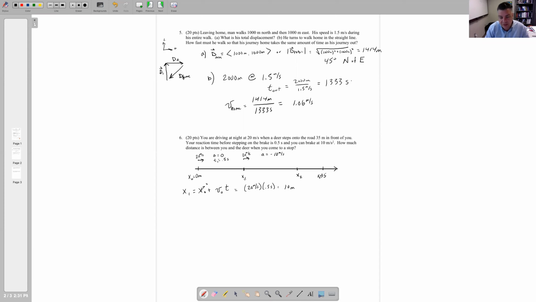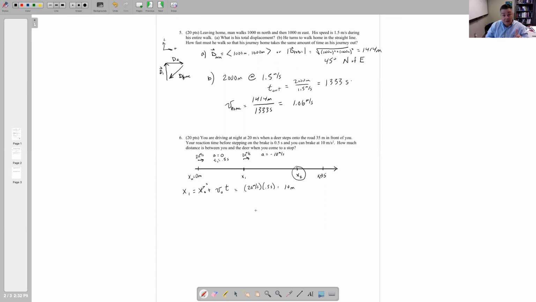So now I know that I don't have 10 meters to stop. I have 25 meters to stop, right? So kind of start the problem over again. And I need to find X2. So this is really what I'm looking for. Let's keep my eye on the prize. What else do I know? I know my acceleration. I don't know how long I'm braking, so I don't know time.